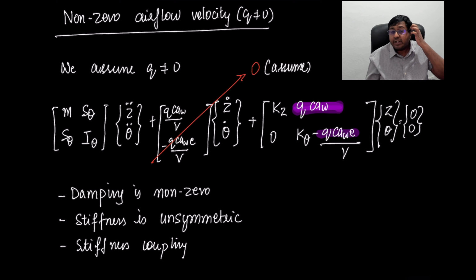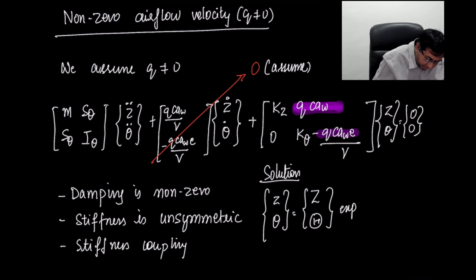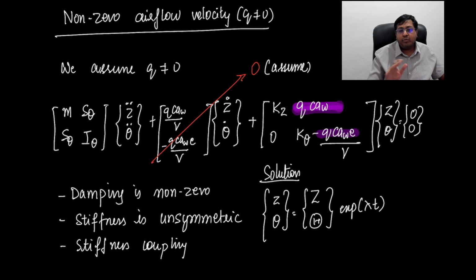So let me just try to, there's no loss of generality, let's assume that this damping itself is 0. And let's assume that our solution, as we have already done several times now, is in the form of z theta into exponent of lambda into t. So let's assume that this is the form of our solution. So once we have this, then we can rewrite our equation. So we already know our equation.